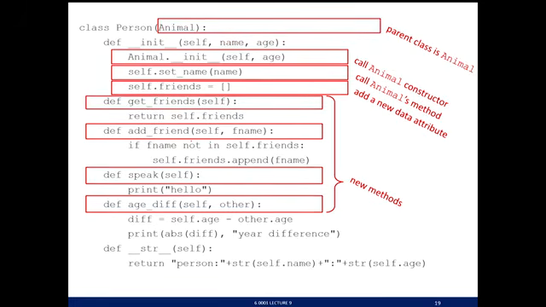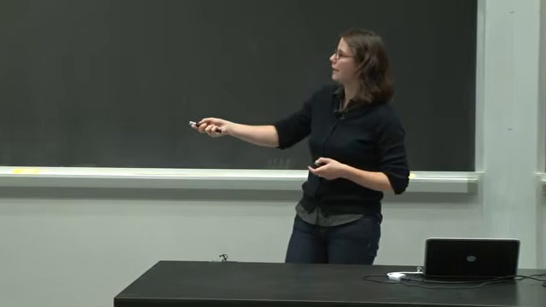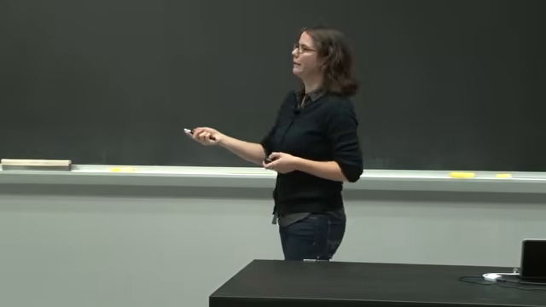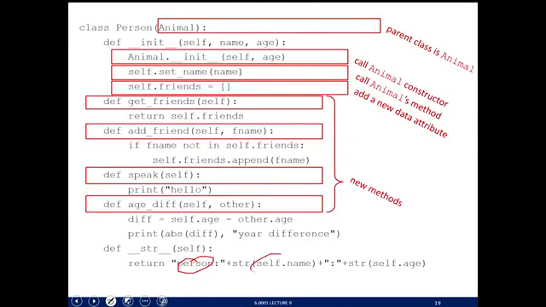The next method here is speak, which is going to print hello to the screen. And the last method here is going to get the age difference between 2 people, so that just basically subtracts their ages and says it's a 5-year age difference or whatever it is. And down here I have an str method which I've overridden from the animal, which instead of animal colon name, it's going to say person colon name colon age.